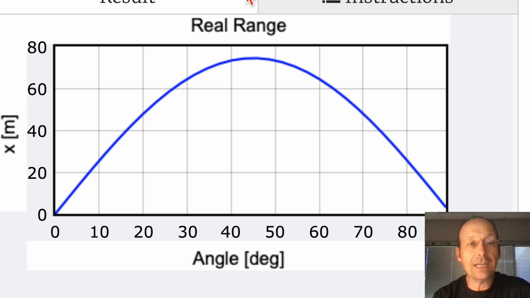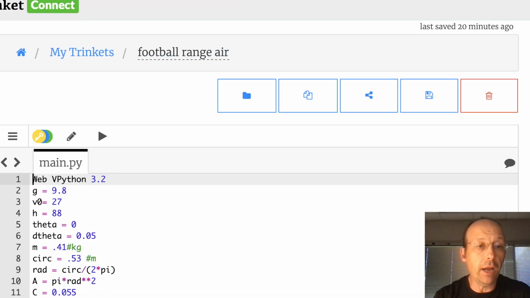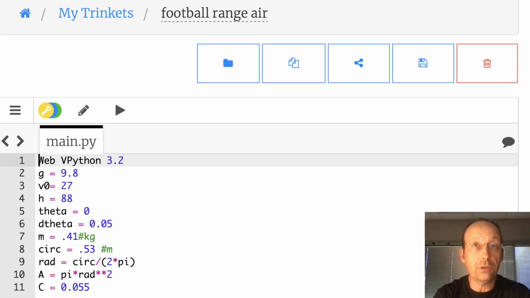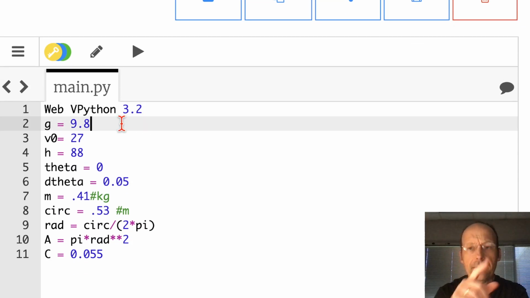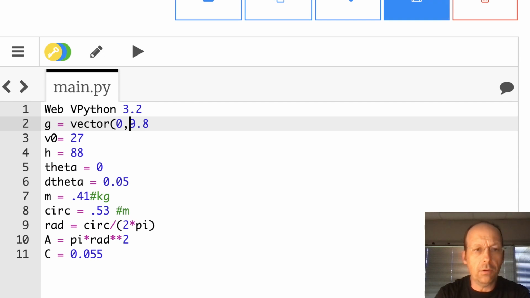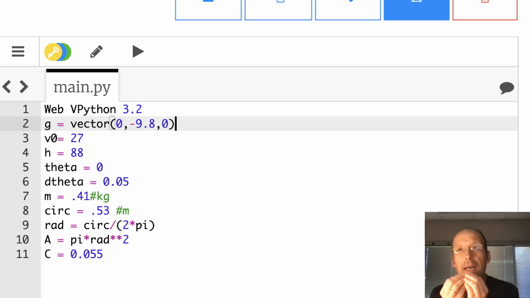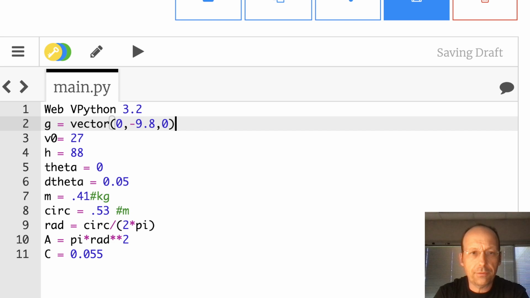And here is my second program. In the second program, I've already put in some stuff, as you can see. I have G, which I'm going to change to the vector value of G. Let's change that to a vector: vector 0, negative 9.8, 0. That way I can do stuff with vectors.